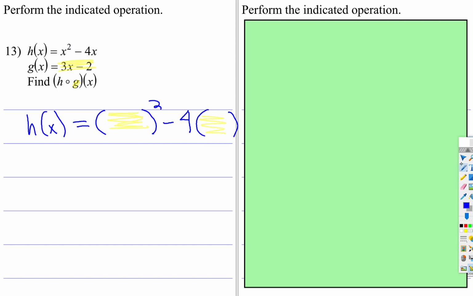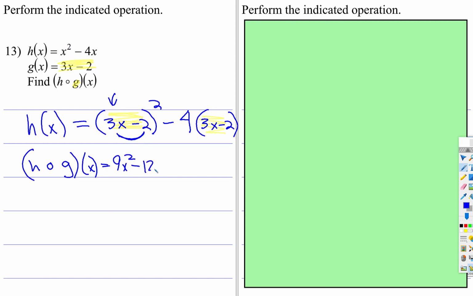Okay, so the g function is 3x subtract 2. And then we're going to use this notation, h of g of x. When you simplify this, remember you square this thing, which is 9x squared. Then it's 2 times this times this. So 3x times negative 2 is negative 6x. Double that is negative 12x.